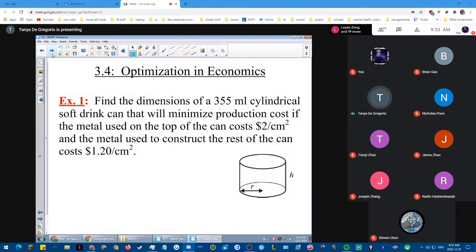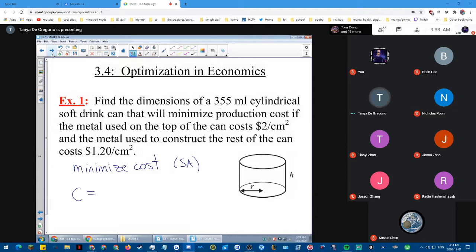What am I taking the derivative of? Good, cost. We want to minimize cost. And we're talking about the cost of making the can, which is coming from surface area. So we now need to combine surface area together with how much it costs for each material. So let's come up with a cost equation.